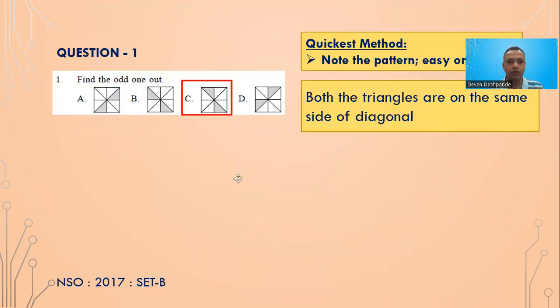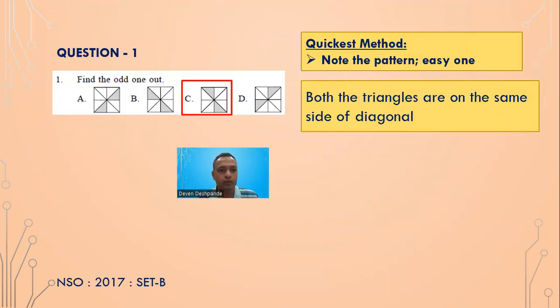Okay, so question number 1, find the odd one out. So there are 4 figures and you have to find the odd one out. So in questions like this, notice the pattern, and here it's an easy question because in all the 3 figures, in figure A, figure B, and figure D, the shaded triangles are on one side of the diagonal. Here the diagonal is this, the shaded triangles both are on one side of the diagonal.